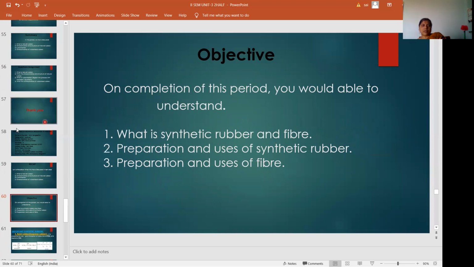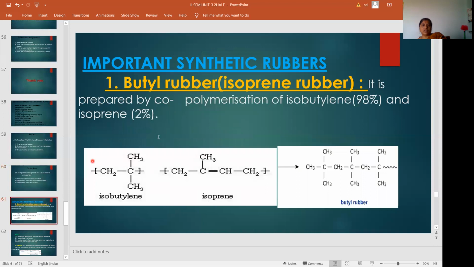Okay, so synthetic rubber is what we are studying. What is synthetic rubber? It is a man-made vulcanizable rubber-like polymer, which can be stretched to at least twice its length. But when the stretching force is removed, it again comes to its original shape. That means it again regains its shape. That is called synthetic rubber. So we already studied the synthetic rubber definition in the last class itself.